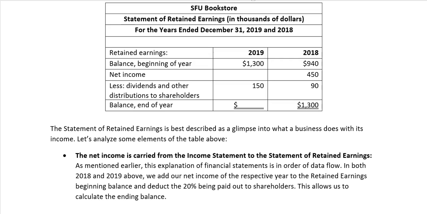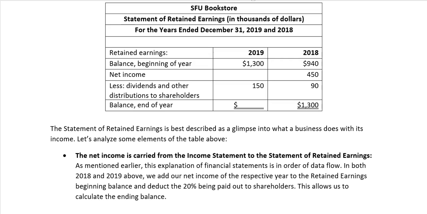So this is all going to change when we look at the balance sheet, but remember that both the income statement and the statement of retained earnings both cover a period of time. So once again, we're looking at years. One year ended December 31st, 2018, and the latest year ended December 31st, 2019.